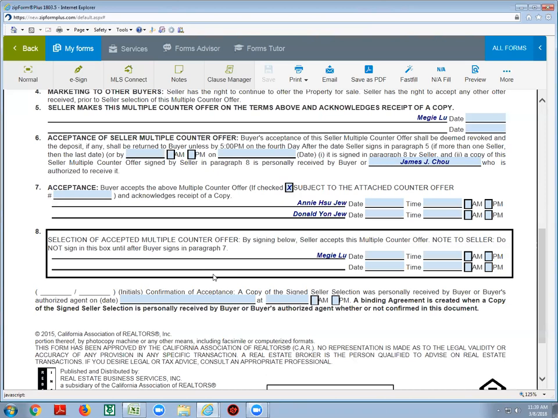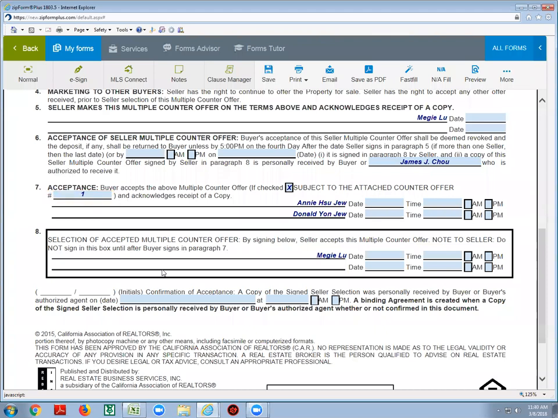Number 7, okay, surely we know that. If the buyers sign it over there and if you have a buyer's counter, you better mark it subject to attached counter offer on number 1. It could be number 1, definitely.